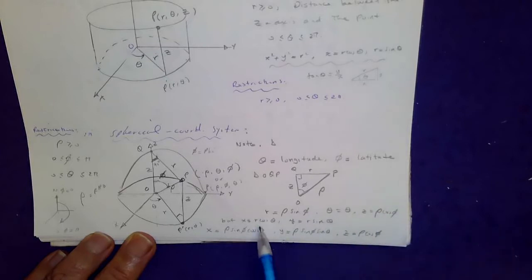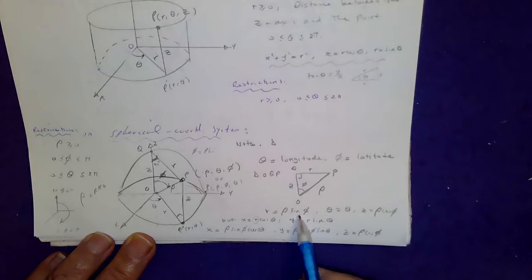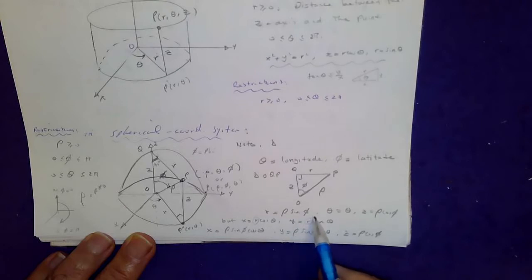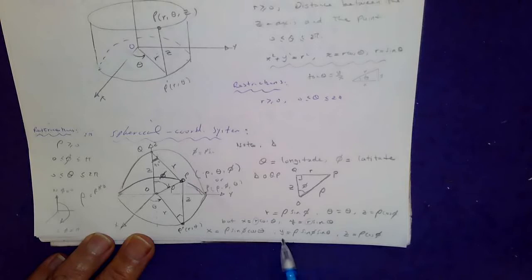However, from cylindrical coordinates, x was equal to r cosine theta, y was r sine theta. So if you go back and replace this r with rho sine phi, and then this r also with rho sine phi, the conversion formula from spherical to Cartesian becomes x equals rho sine phi cosine theta, y is rho sine phi sine theta, and z is still rho cosine phi.